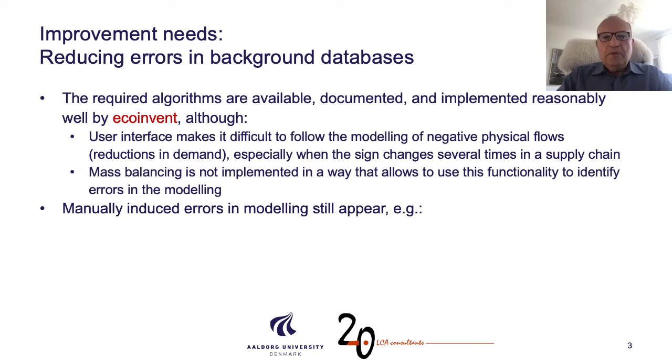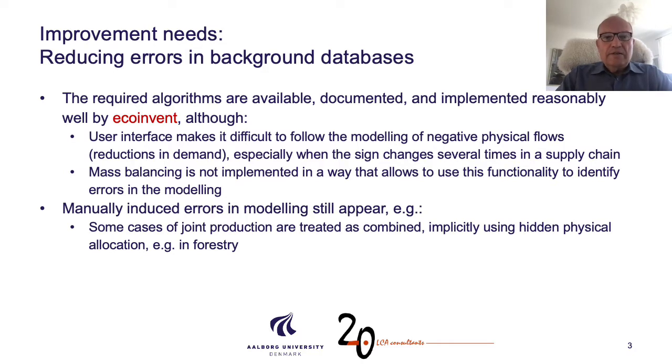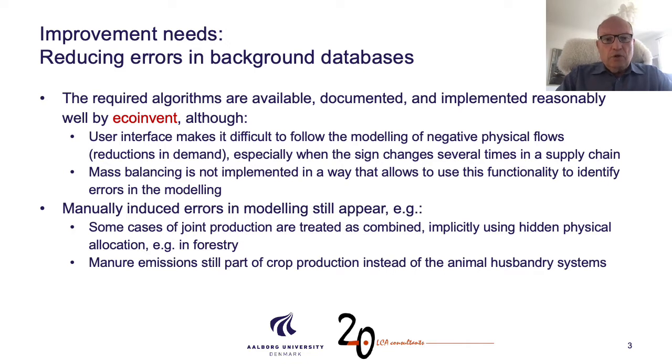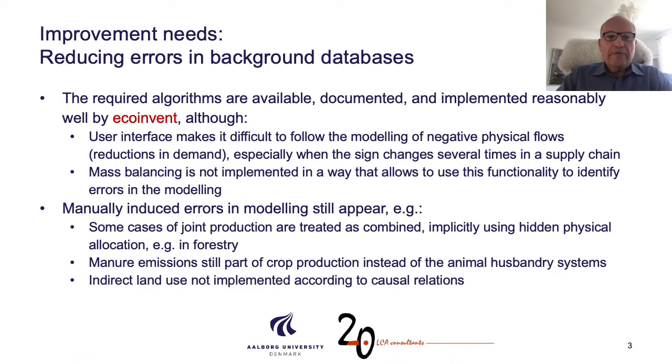Furthermore, there are a number of induced errors in the modeling that still appear in Ecoinvent. We have some cases of joint production that are treated as combined and thereby implicitly using hidden physical allocation. This is, for example, happening in the forestry datasets. Manure emission is still part of the crop production instead of the animal husbandry systems that are causing the emissions. And the indirect land use is not implemented according to causal relationships. So it's mainly affecting biological raw materials, these manually introduced errors. So some caution has to be applied when using these data in the background.